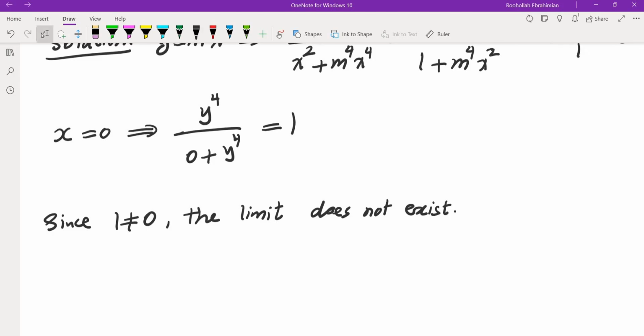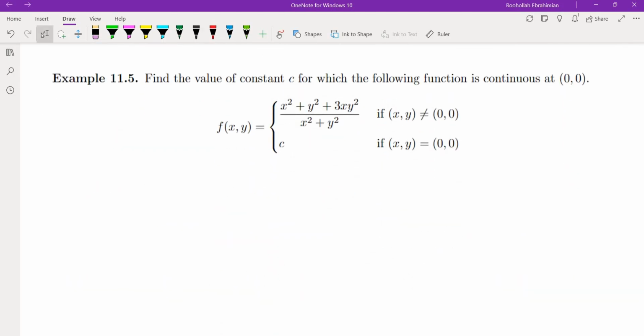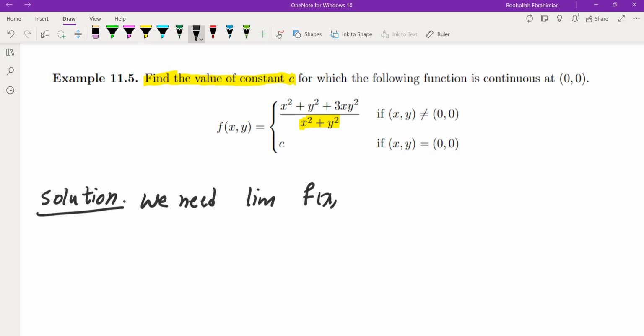Okay, so let's now do one last example. This one is another function, and they're asking us to find c so that this function is continuous at the origin. Because of the denominator of x squared plus y squared, and because they told us to find the value, I kind of know that the limit must exist. So I won't go over the details of y equals mx, although for practice you may want to do that. We need the limit of f of x, y to be the same as f of 0, 0.